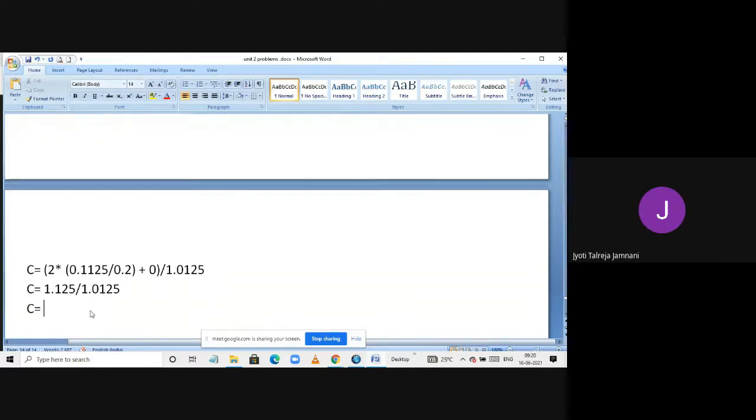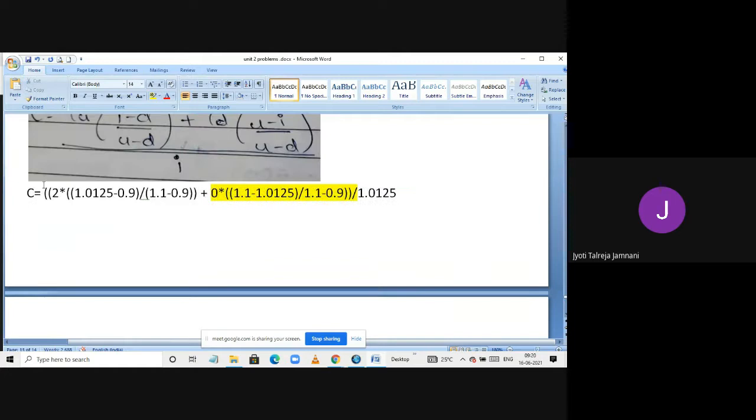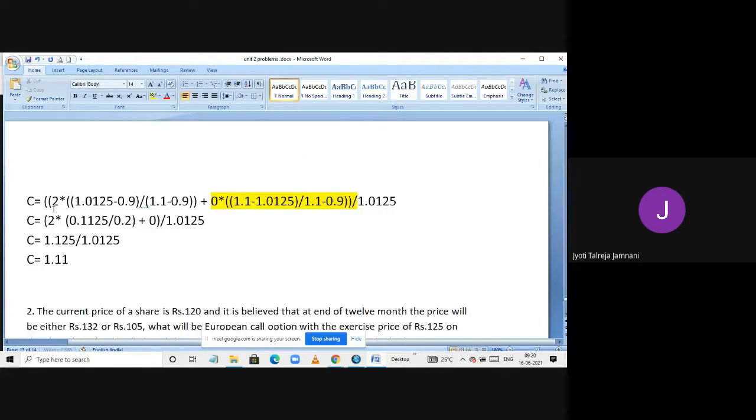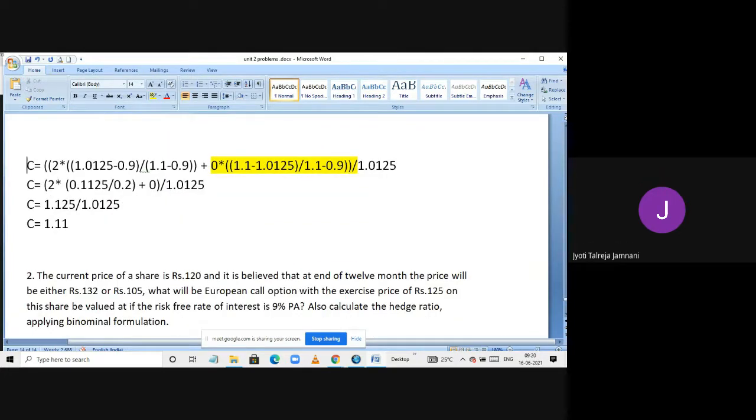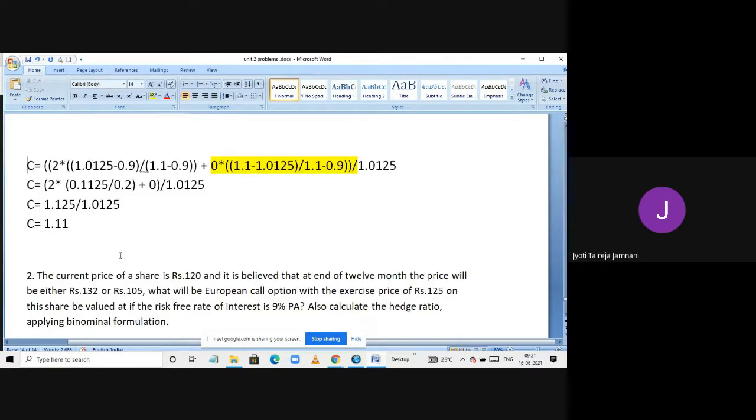So the premium for this particular option is 1 rupee 11 paise per share. So 1.11 per share. This is a shortcut way to solve. You need not do this part because it is multiplied with 0, just do CU divided by I. But in the formula, you need to show everything. In the solution, you can skip that. So this is the call option premium.